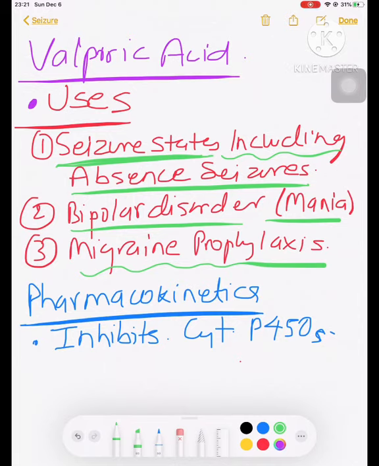So what are the pharmacokinetic points? The main point is that it inhibits the cytochrome P450 enzyme. Remember the other drugs, phenytoin, carbamazepine, barbiturates, they induce the enzyme cytochrome P450, whereas valproic acid, being unique, will inhibit the cytochrome P450 system.